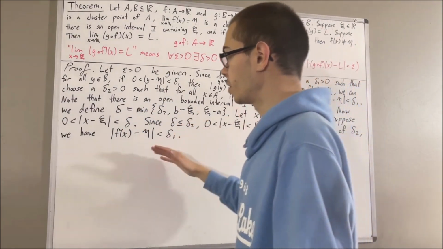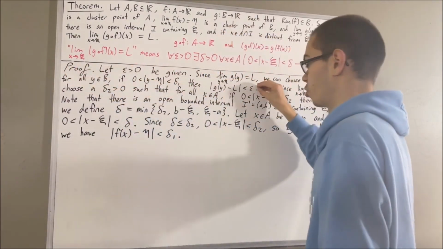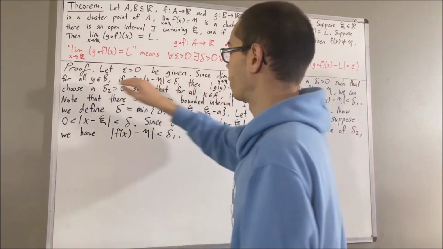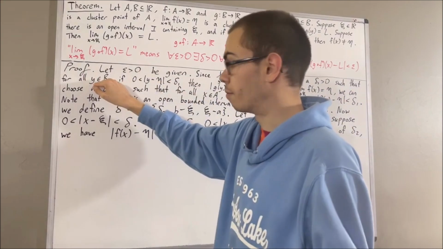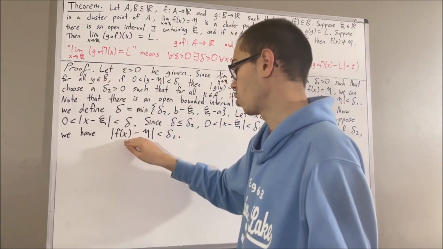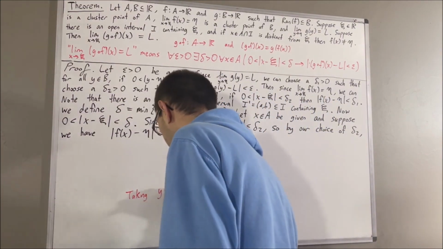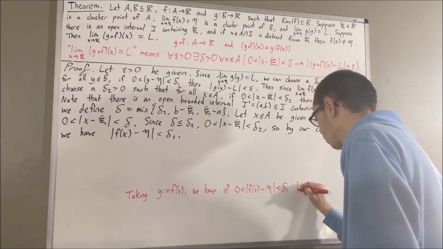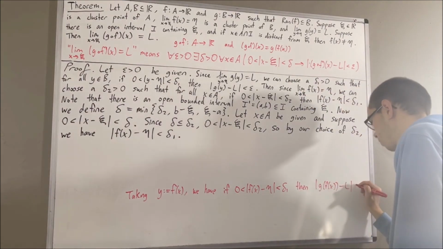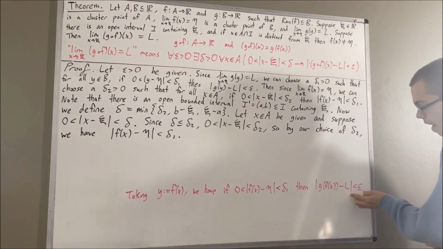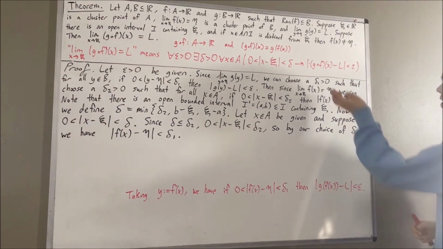Now, we would like to use the fact that this statement is true next, because we know that this statement works for every element in B. So in particular, it must work for f of x. So taking y to be f of x, we have: if this is true, then this is true. And we want to show that this is true. That is our whole goal.